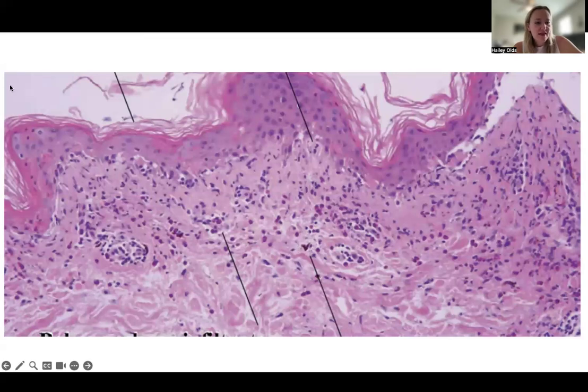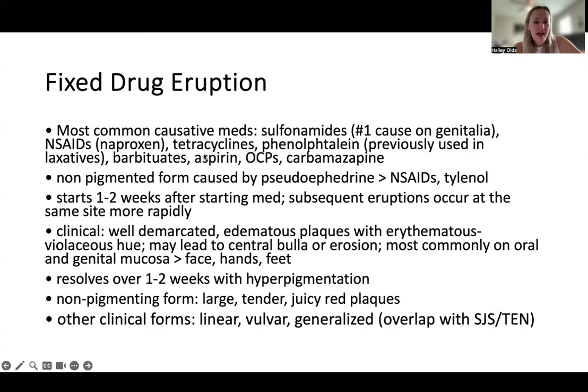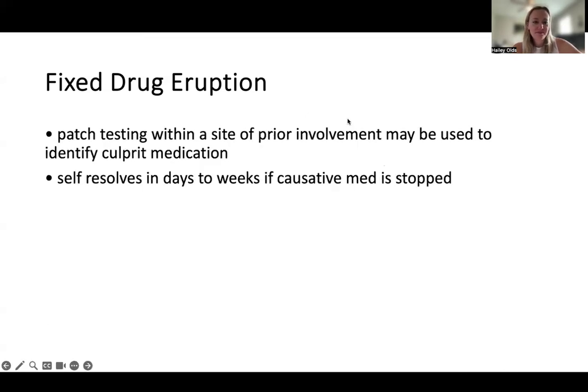And then clinically, it looks like there can be non-pigmented forms, but usually it's a well-demarcated violaceous plaque, and it might have a central bulla or erosion, and it can commonly involve the oral and genital mucosa as well. And this is usually caused by antibiotics or NSAIDs, but it can be other things as well. And it usually resolves over 1 to 2 weeks with hyperpigmentation, and the treatment is really just stopping the medication. And you can do patch testing within a site of prior involvement to confirm that it was that medication.